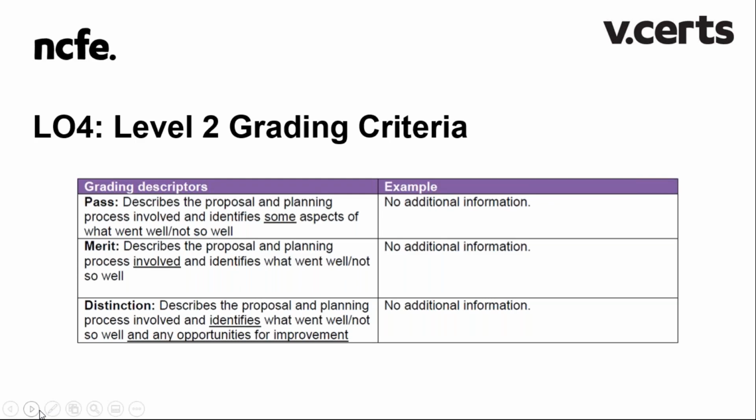But again, it's always twofold at level 2. It's looking at the proposal and the planning processes. And you'll notice here at the distinction level, there's quite a difference that's underlined here. For level 2 learners aiming towards distinction, within that review, they also need to include any opportunities for improvement. Without that additional evidence of what they might do to improve the planning documentation and the proposal, they wouldn't be able to achieve a distinction, and that grade would be limited to a pass or a merit.